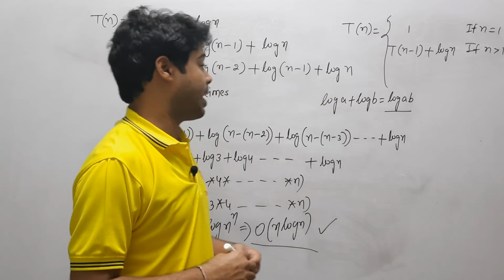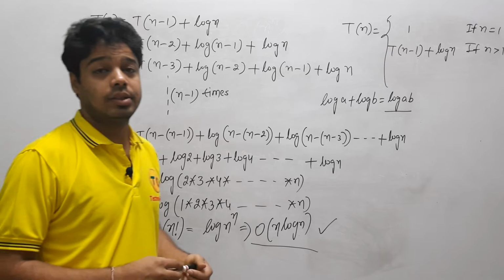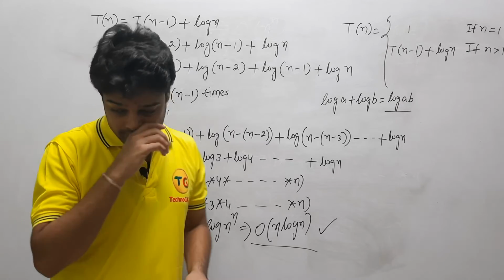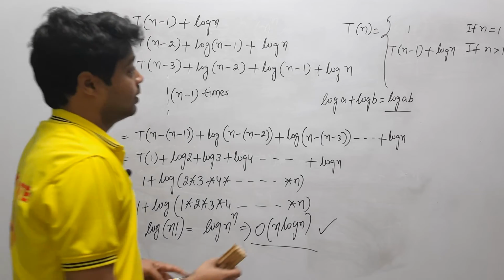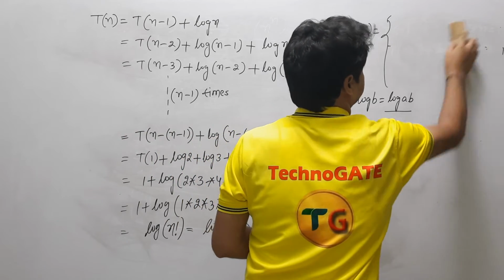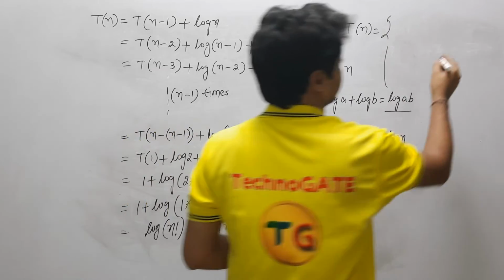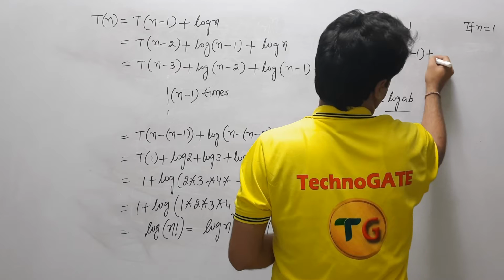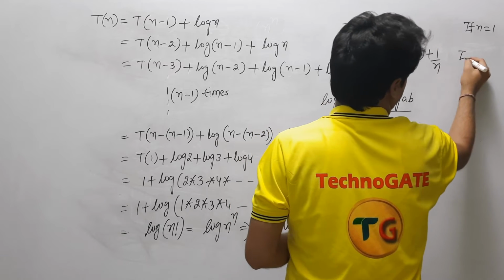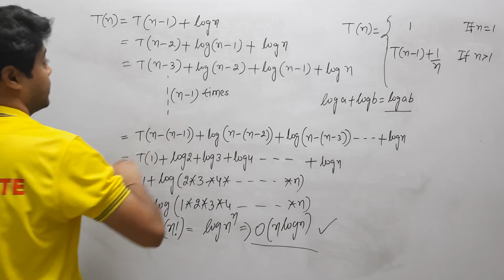So the time complexity for this recurrence relation is n log n. Clear? Let's take another problem. Let's say the problem is: if n is 1, then 1, and if n more than 1, then T of n minus 1 plus 1 by n. Let's check this one.